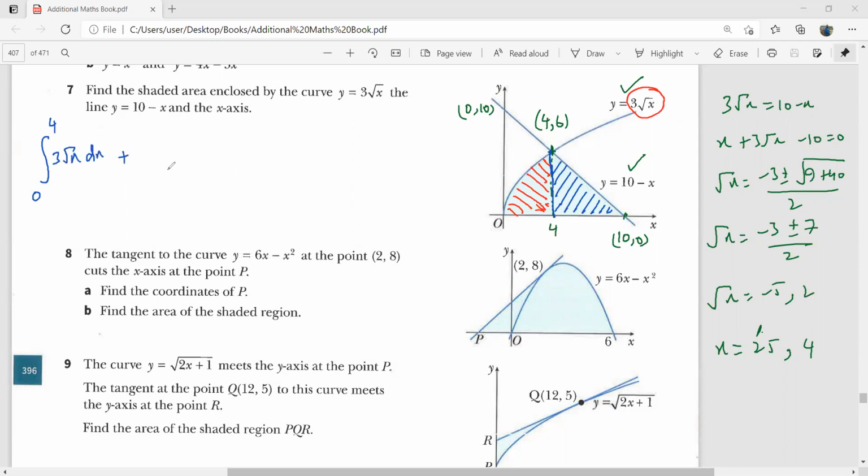And then plus, you can find the area of the triangle. Let's find it through the area of the triangle. This length is 6 and this length is 6 as well. So this is going to be half into 6 into 6. That is how you will be finding this shaded area over here. Now, is that clear to you? How we have done this?